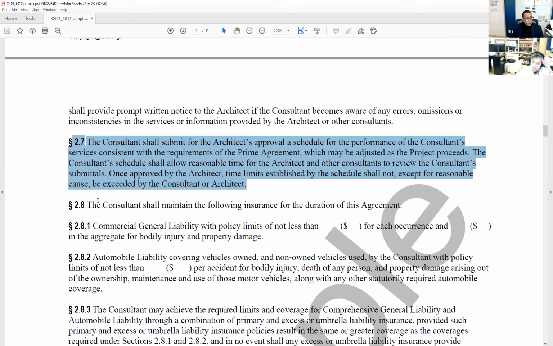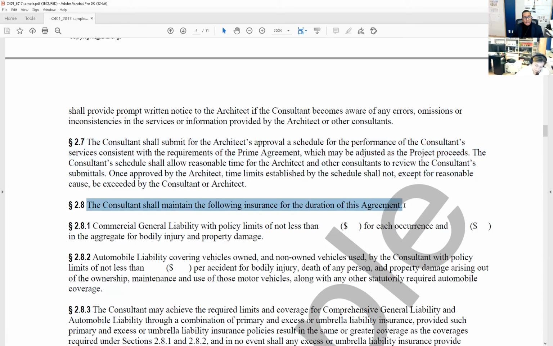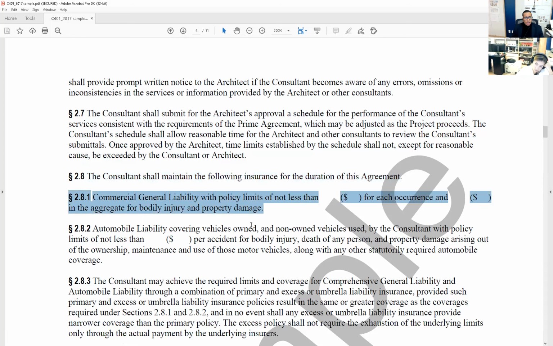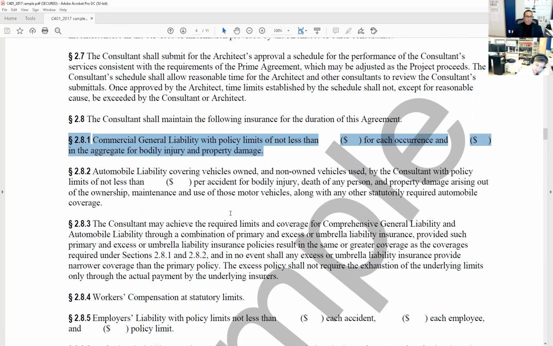Section 2.8, the consultant shall maintain the following insurance. Again, they actually require you to have insurance in this agreement. And it's again because they're professionals. They're entities. They have to be liable if something goes wrong for their errors and omissions. And here are the amounts. So in this section 2.8.1, commercial general liability with policy limits of no less than such and such, aggregate for bodily injury and property damage. We've already spoken about this in our B101, so I'm not going to get into details.